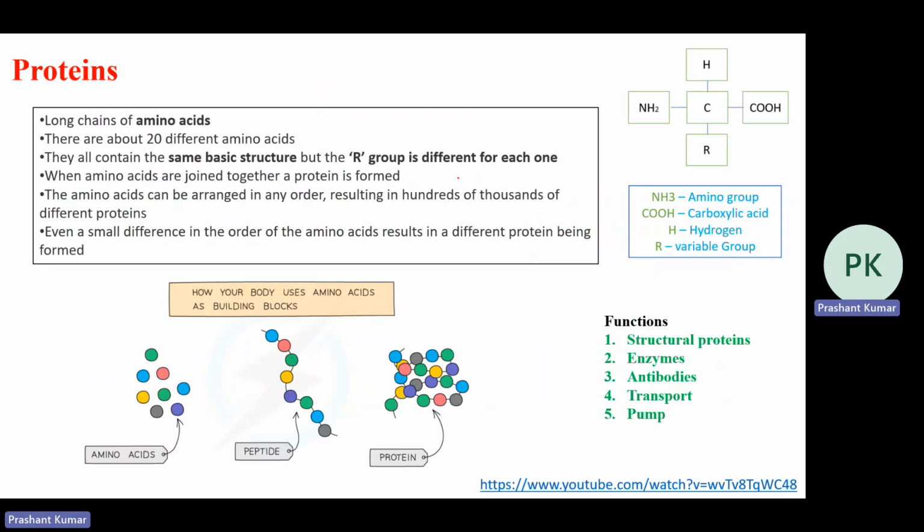Next, now we'll talk about proteins. Protein is a long chain of amino acids because it is a polymer. So this is the polymer and this is the monomer unit. So far we know there are 20 different types of amino acids. And the basic structure of the amino acid is this one. This is hydrogen. This is the carboxylic group. This is the amino group.